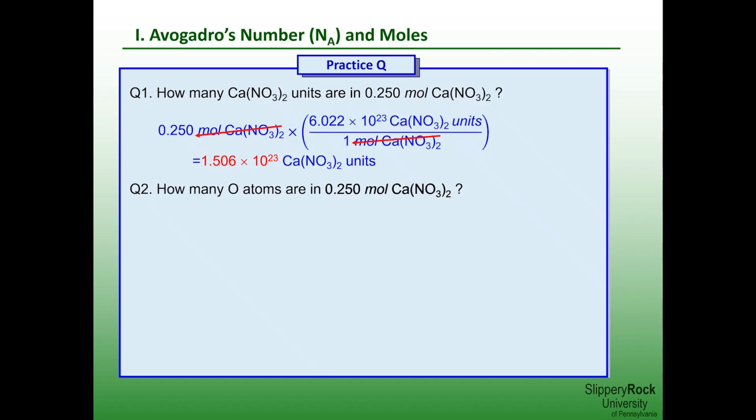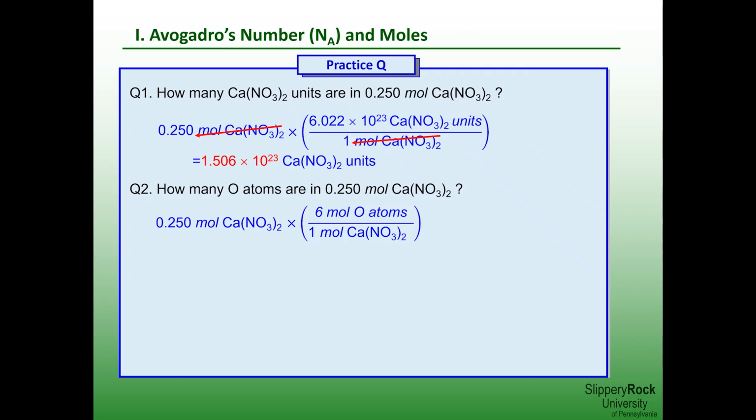How many oxygen atoms are in 0.250 moles of calcium nitrate? First, recall the chemical formula CaNO3. 1 mole of calcium nitrate contains 6 moles of oxygen atoms. So, if we have 0.250 moles of calcium nitrate, the moles of oxygen atoms can be calculated like this.